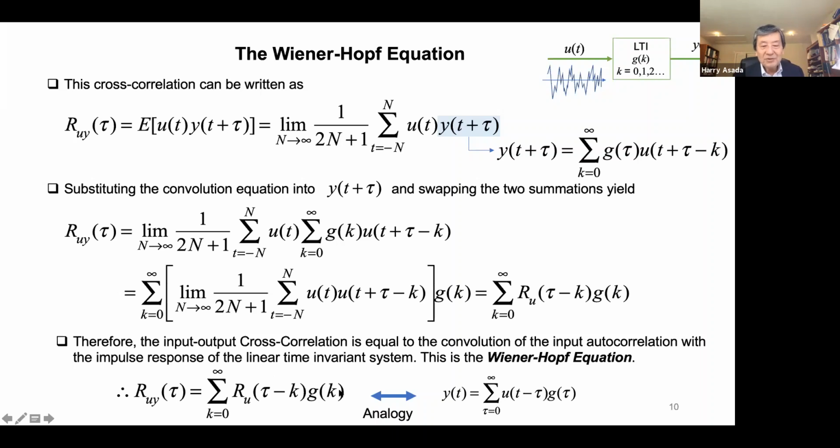If you just compare this one with the convolution, this is the input, this is the output, and the impulse response is sitting here. Take the convolutions here. Look at this, it is so similar. Instead of input to U, we have input autocorrelation, and instead of output to Y, we have input to output cross correlation.